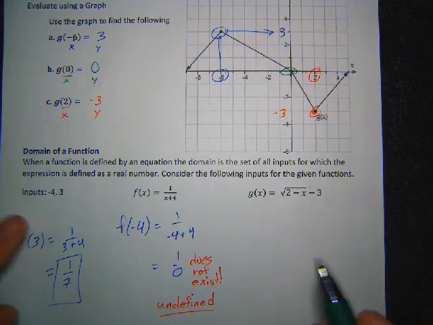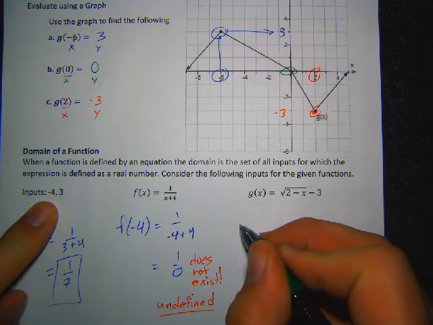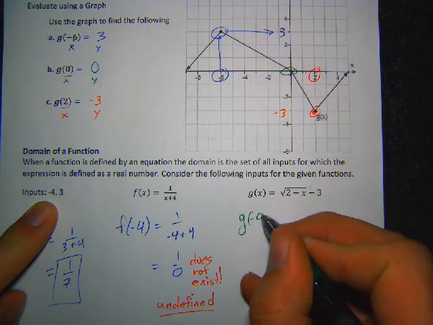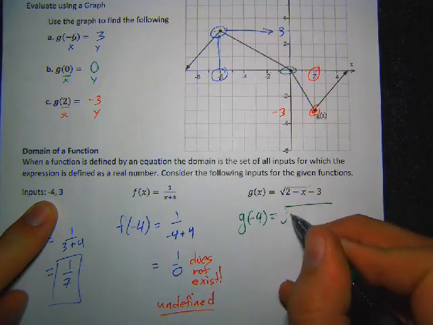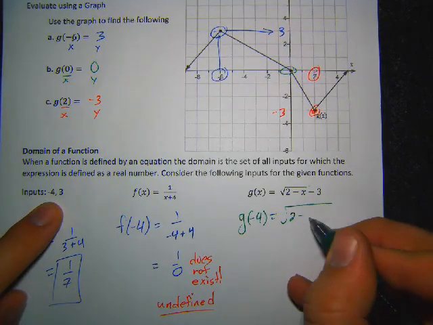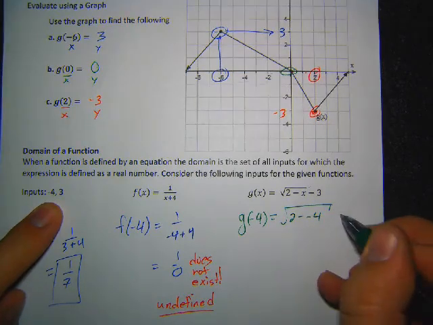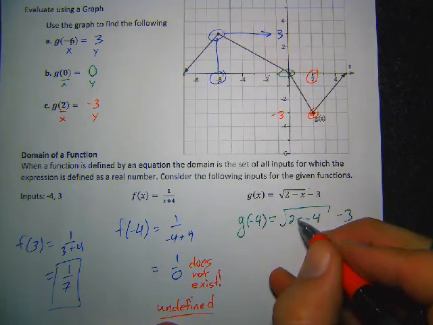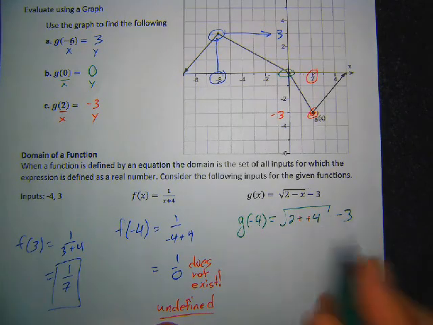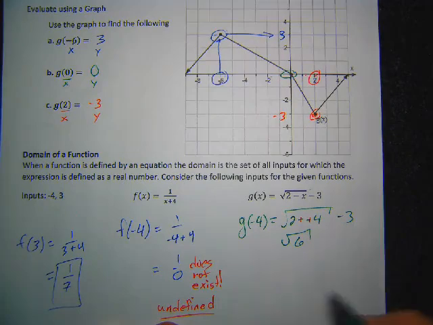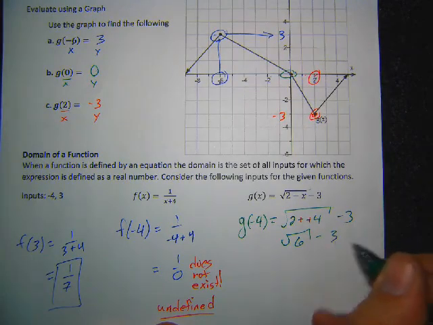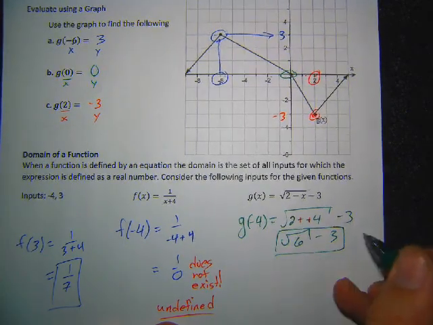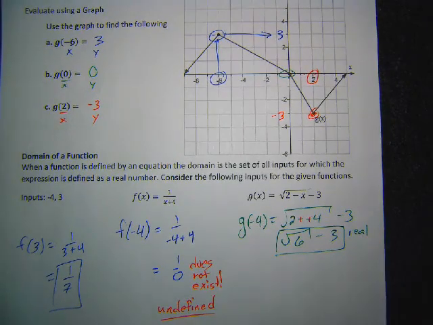So let's see. If I plug -4 in here, does that work? So if I do g of -4, I get root 2 minus, well, x becomes -4, and then that's all -3, because that's on the outside. But if I do 2 minus a -4, that actually becomes plus, right? Double negative becomes plus, and that's okay, because you can take the square root of 6, that's a positive 6, and so that's okay. That's a real number. So it's actually not -4 that's the issue this time.